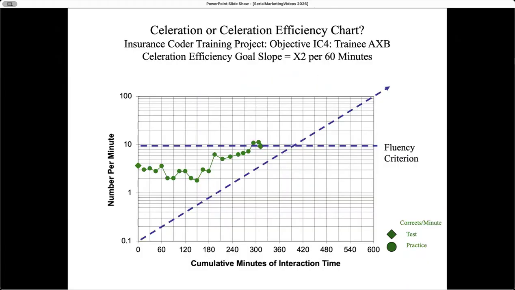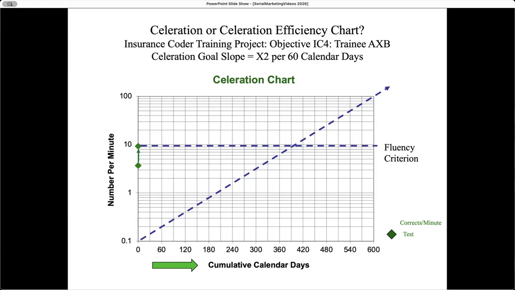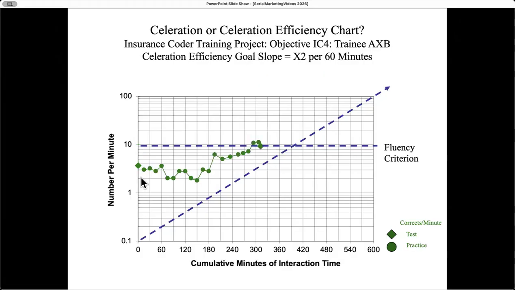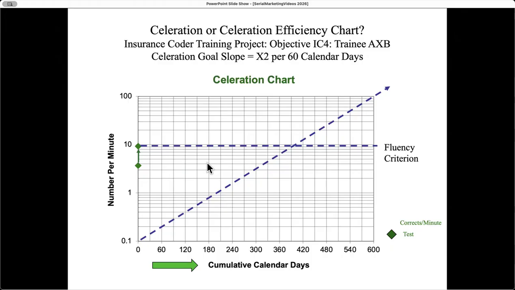Now, for just a moment, compare these two charts. This is the same trainee. It's a fairly complex insurance coder training task. Same task. Same beginning corrects per minute and ending corrects per minute. But notice the slopes. This slope is vertical, whereas this one is not. How could that be? Why is that?